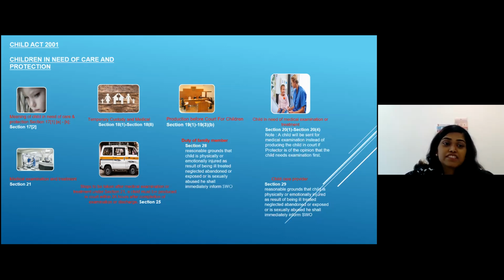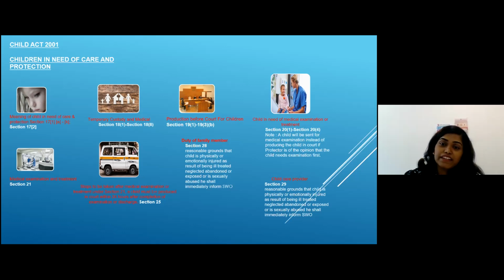Section 17 subsection 1 clause A up to K covers this meaning of a child who needs care and protection. Moving on to custody and medical, which is temporary, this is under section 18 subsection 1 up to subsection 8. For production before court for children, when custody of the child and these issues arise, it is governed under section 19 subsection 1 up to 19 subsection 3 clause B.